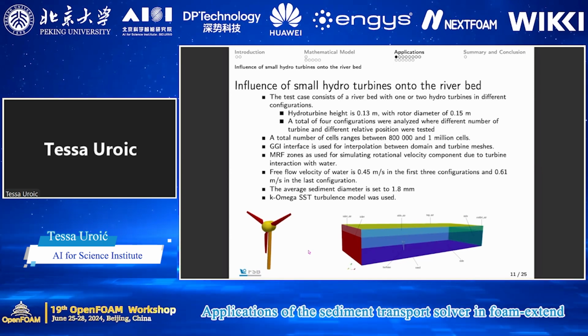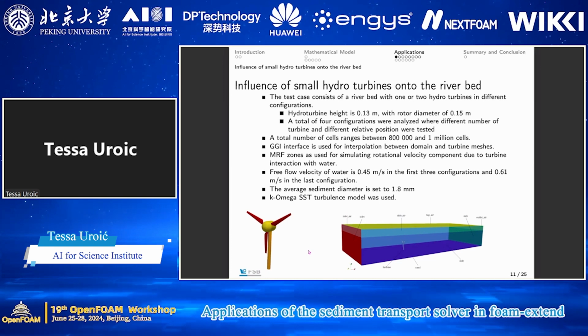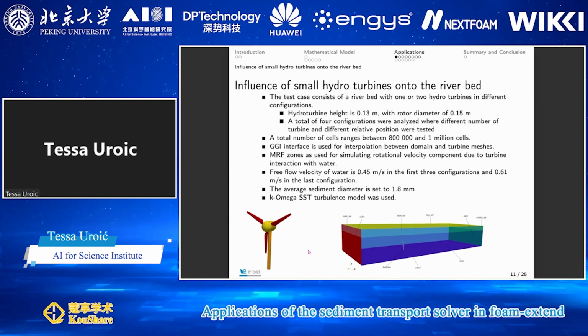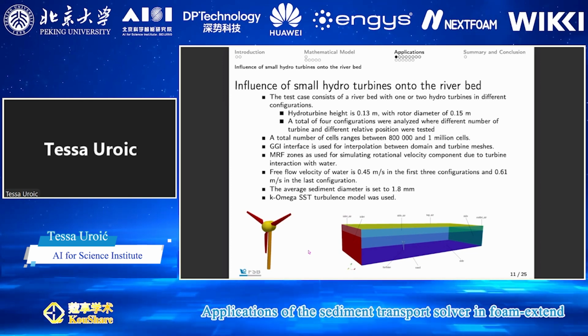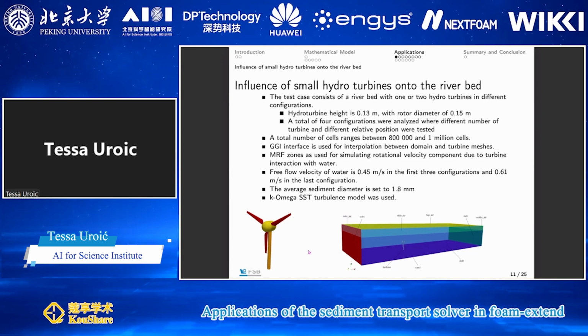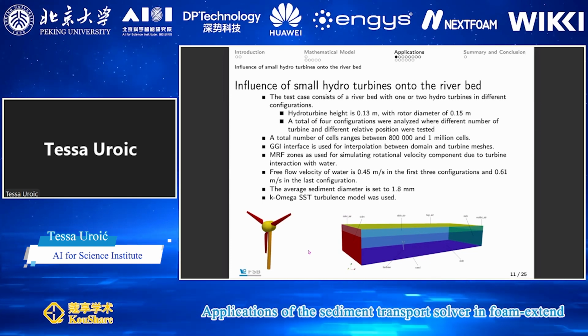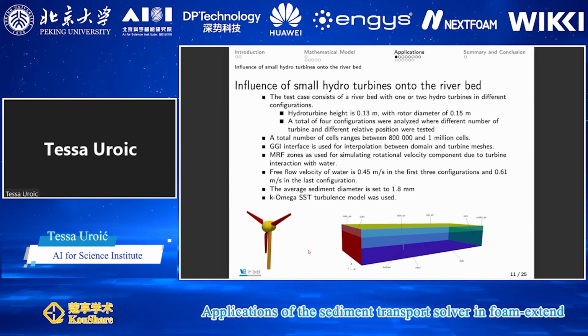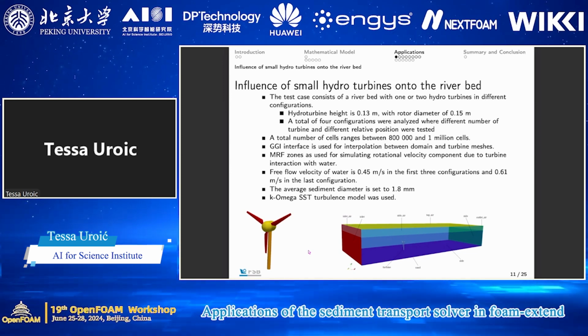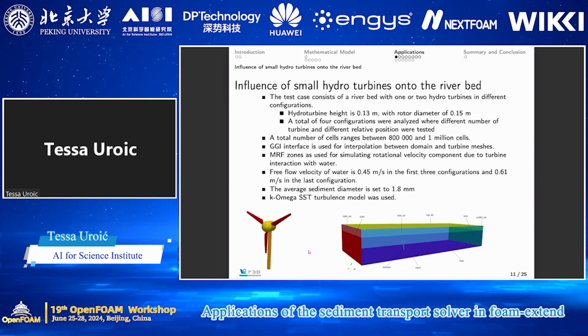So the first one is a study of the influence of small hydro turbines onto the morphology of the riverbed, which is quite interesting to look at since smaller hydro turbines are regarded as renewable energy sources, which are quite popular.